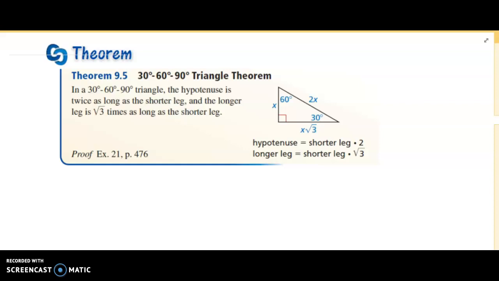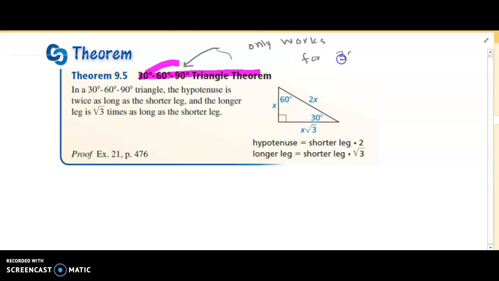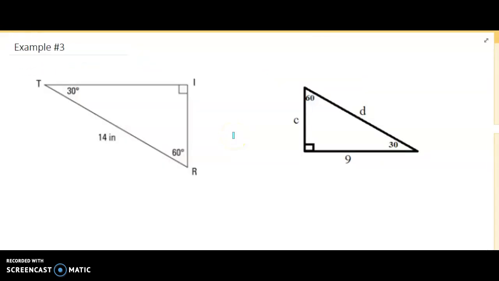Here is our 30, 60, 90 triangle theorem. I do want you to note that this only works for 30, 60, 90 triangles. Only 30, 60, 90. Opposite of 30 is x. Opposite of 60 is x square root of 3. Opposite of 90, which is also the hypotenuse, is 2x. All right, so let's practice.